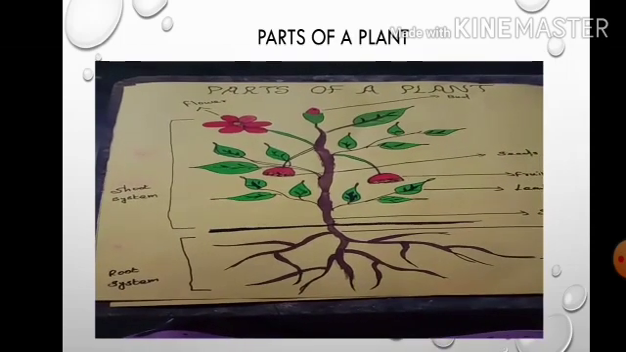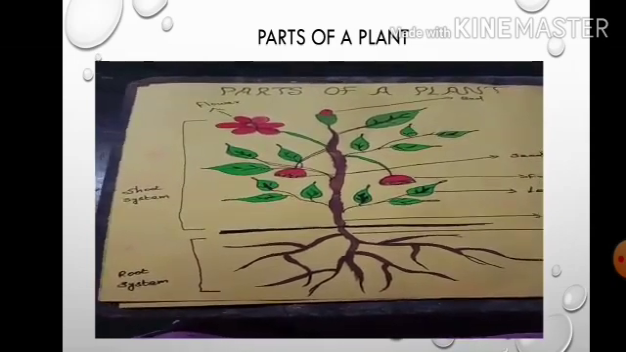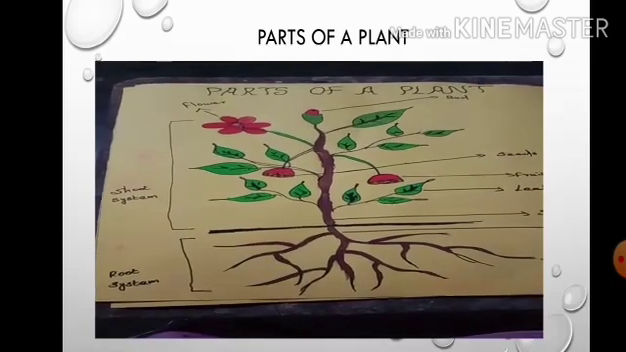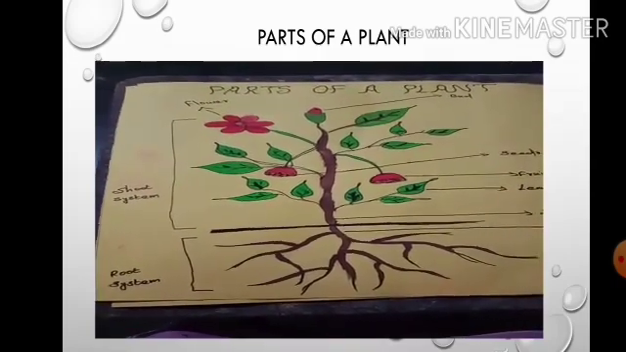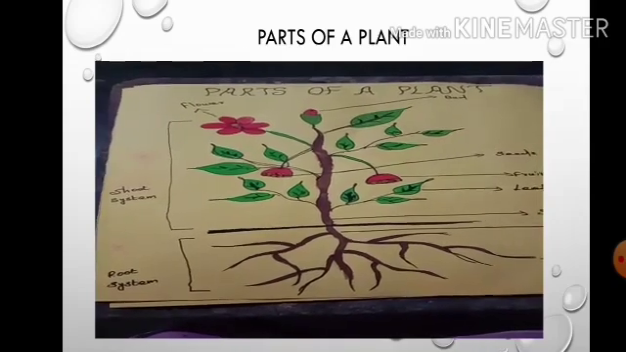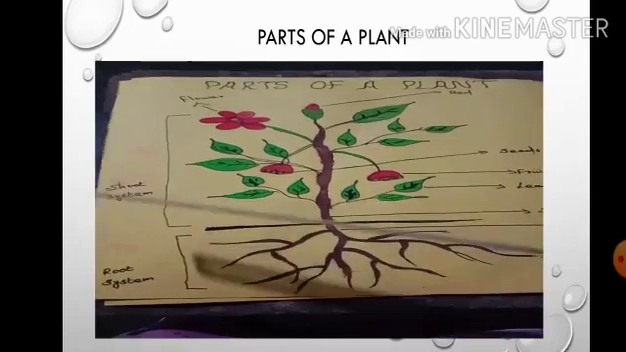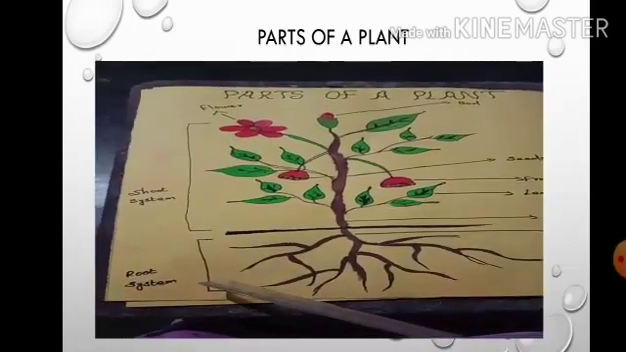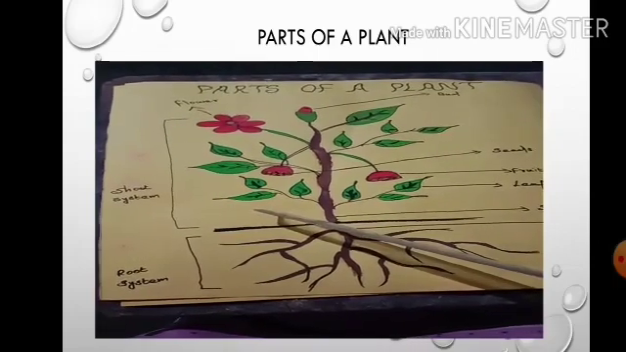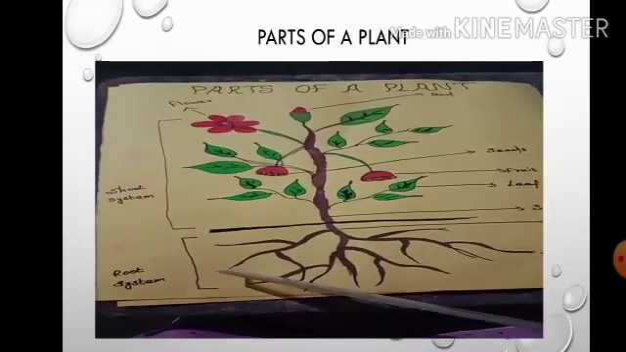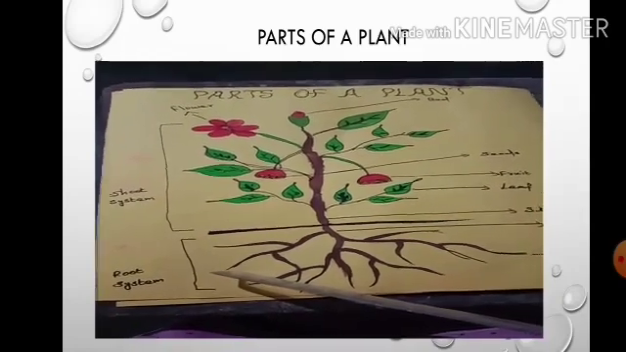Now we are going to see the parts of a plant. What parts are there? Mainly we divide plants into two systems. The first one is the shoot system, and the other one is the root system. The upper part of a plant is called the shoot system. The lower part, that is the underground part, is called the root system.